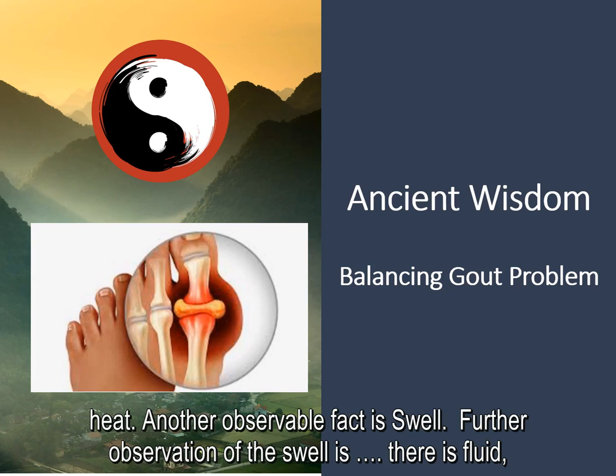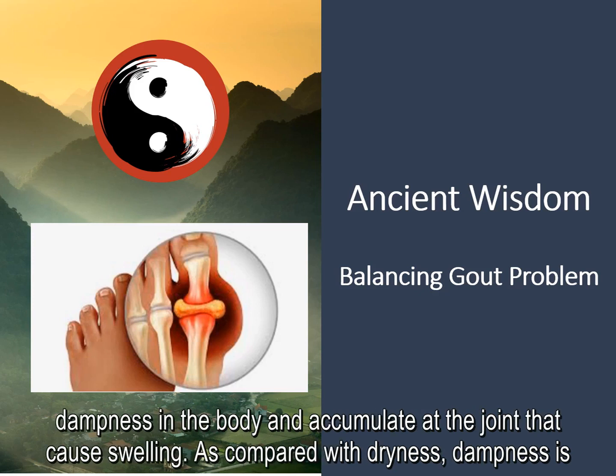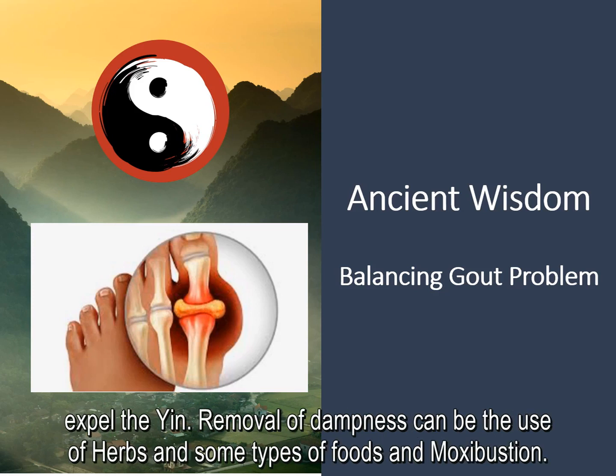Another observable fact is swelling. Further observation of the swelling is that there is fluid, water, that makes up the swelling. Ancient wisdom classified that as dampness and considered there is dampness in the body that accumulates at the joint and causes swelling. As compared with dryness, dampness is grouped under Yin and dryness is grouped under Yang. Logically, we need to remove the dampness, expel the Yin. Removal of dampness can be the use of herbs, some types of food, and moxibustion.